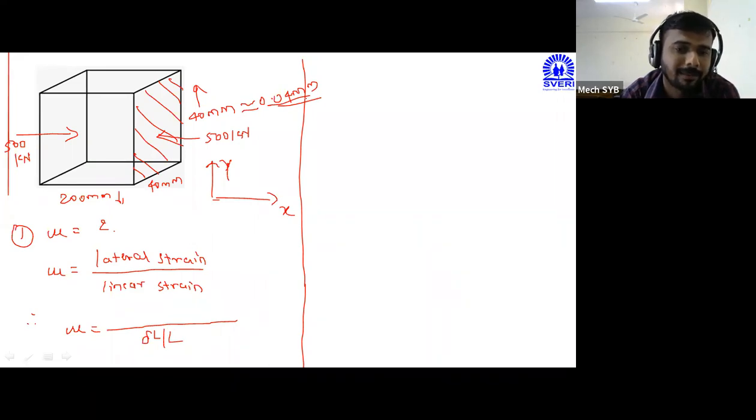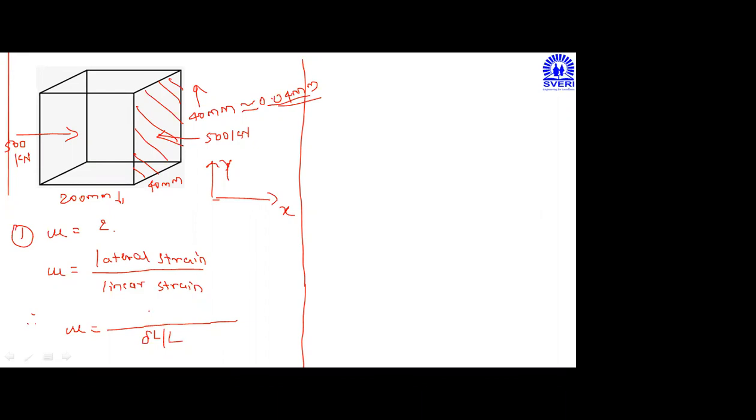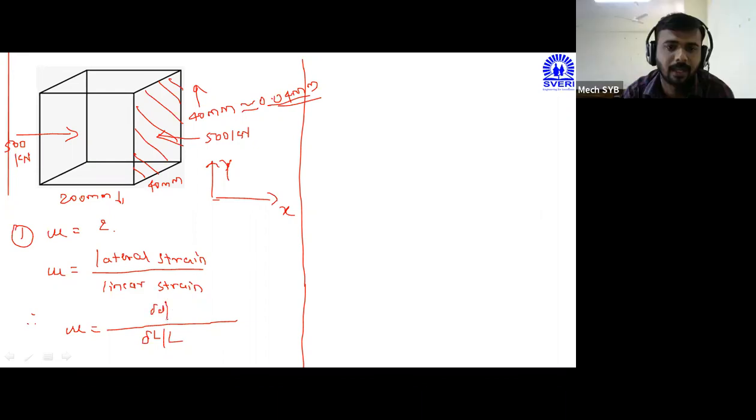Then tell me the formula in the form of change in dimension upon original dimension. Lateral strain is delta D upon D or delta H upon H. This is the formula. How to define lateral and linear, हे तुम्हाला समजलं पाहिजे. If you make a mistake here, your answer will be wrong.